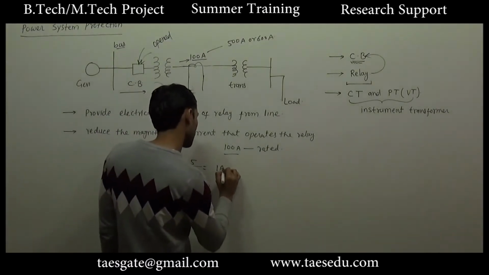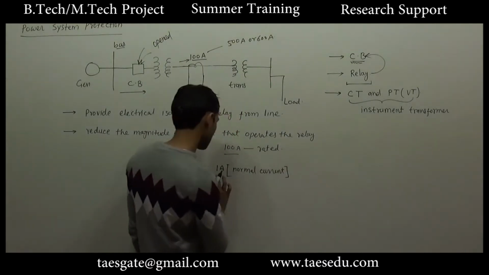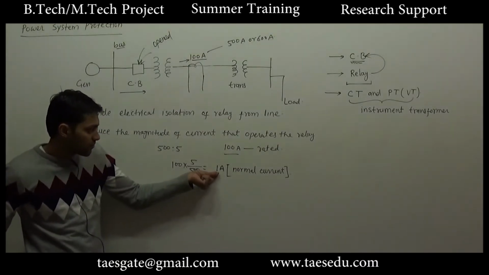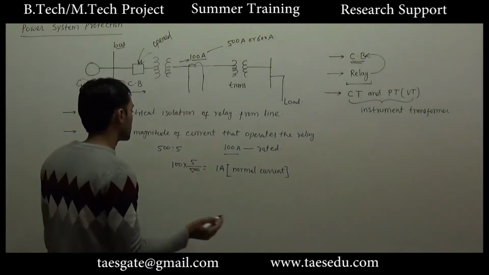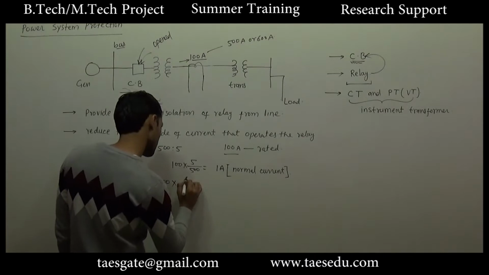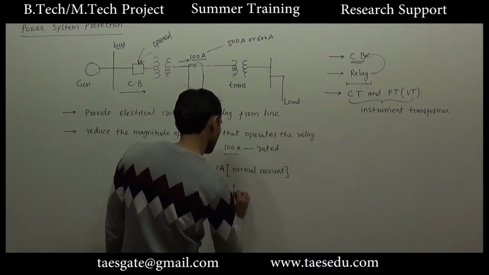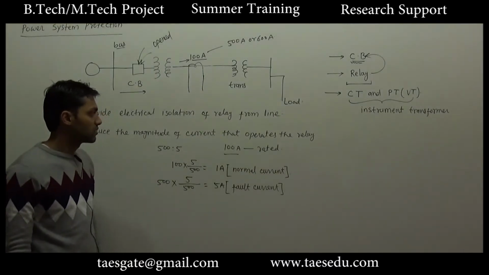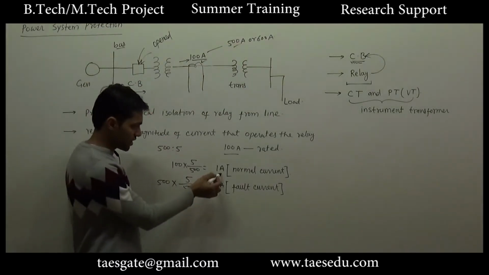will be 1 ampere. So 1 ampere current corresponds to normal current, because 1 ampere corresponds to 100 ampere and 100 ampere is normal current. So if 1 ampere current enters into the relay, it will treat it as normal current. Let's say 500 is fault current. So 500 ampere current will be a 5 ampere current in the current transformer. This will be treated as fault current. With the help of the current transformer, the relay will not have to deal with 100 ampere or 500 ampere. Instead, it is dealing with 1 ampere and 5 ampere.